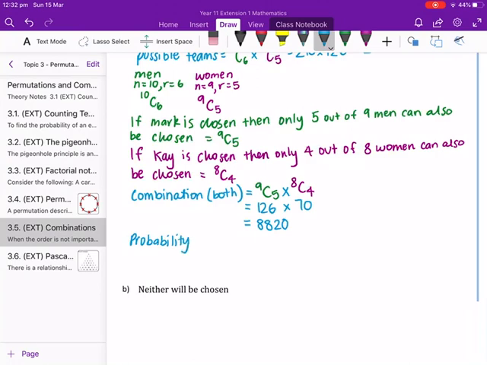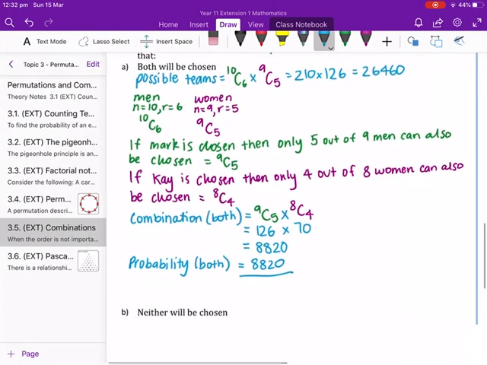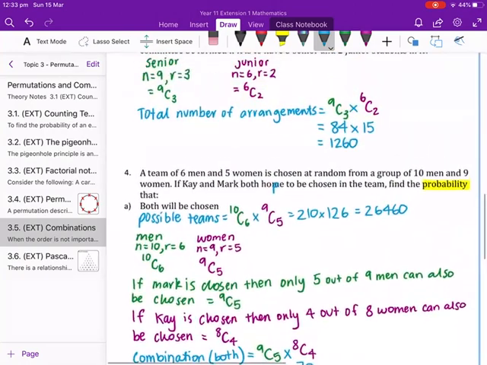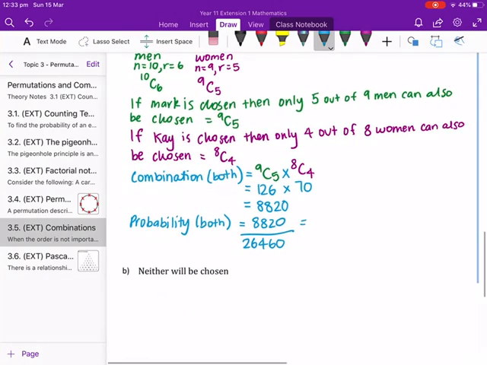So then to work out the probability of both being chosen, we put our combinations of both K and Mark being chosen, which is 8,820, over the total possible teams, which is 26,460. When we put that in our calculator we get the probability will be 1/3.